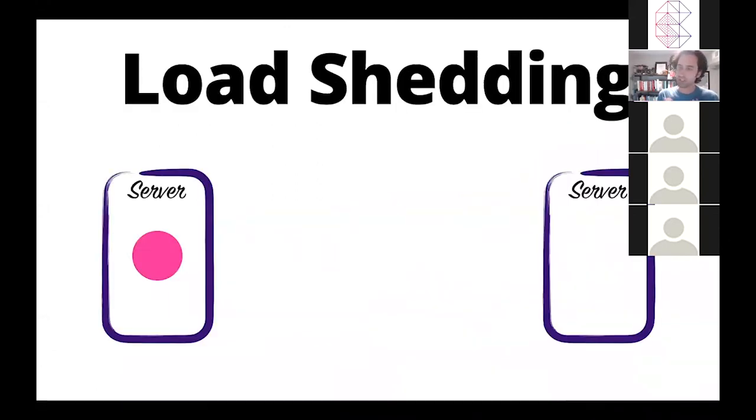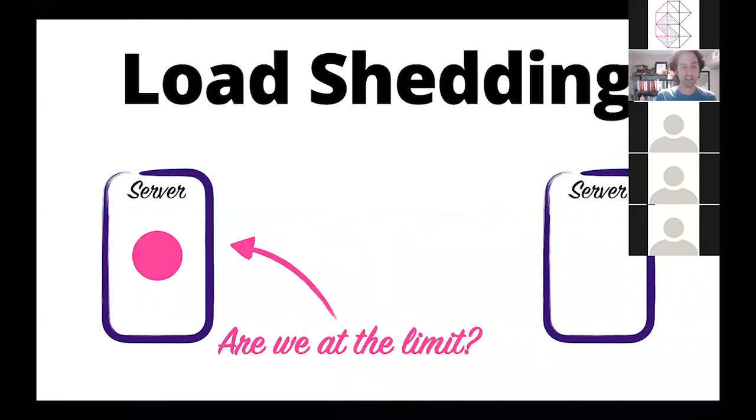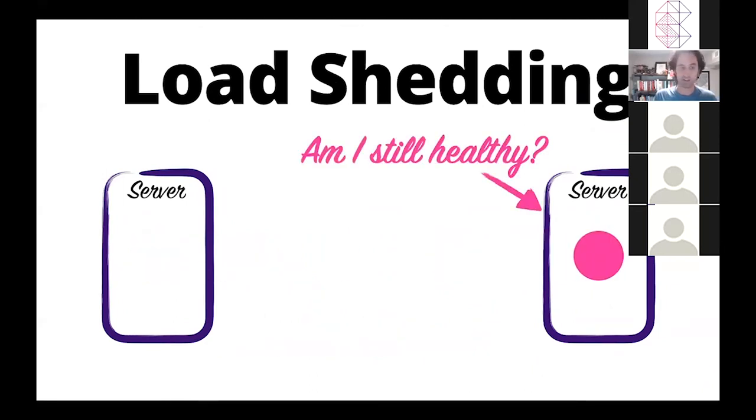And so what we can do is, if we're going to make a request, we can keep track of the number of in-flight requests that we have. We can know what our limit is supposed to be that we've dynamically discovered. And so for every request, we can ask, hey, are we at this limit? And if we are, we'll drop it. And if we're not, if we're still under it, then we can send that request on.